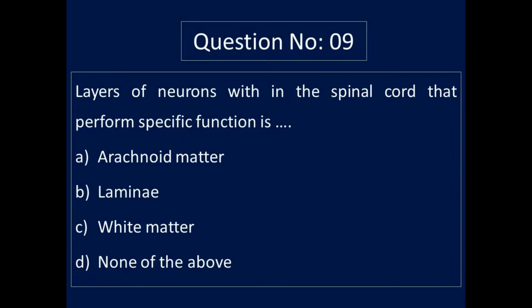Ninth question. Layers of neuron within the spinal cord that perform specific function is dash. Option A. Arachnoid matter, B. Laminae, C. White matter, D. None of the above. Right answer is option B.